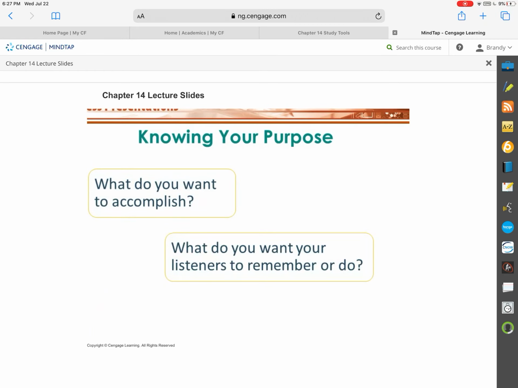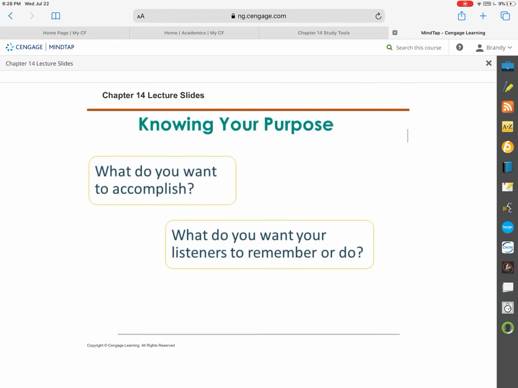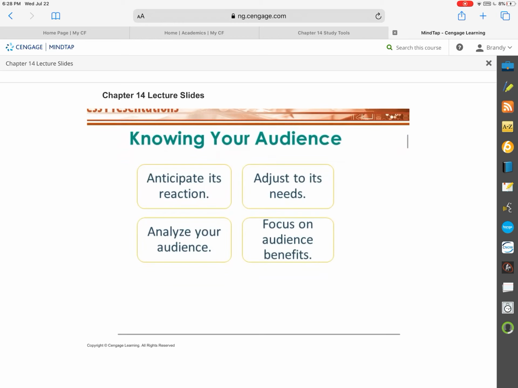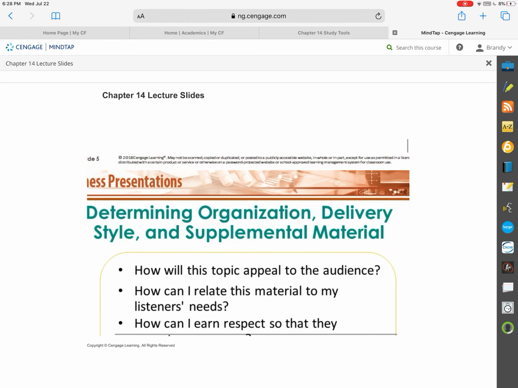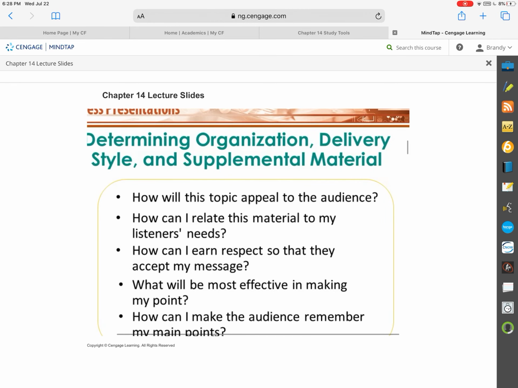Of course, just like when we're writing, we need to know our purpose before writing. We need to know our purpose before giving an oral presentation. What am I wanting to accomplish? What do I want the take home for my listeners to be? I need to know my audience. Just like I would analyze my audience before writing, I'm going to analyze them before presenting orally. How are they going to react? What kind of benefits can I focus on for my audience? I want to take time to actually analyze them.